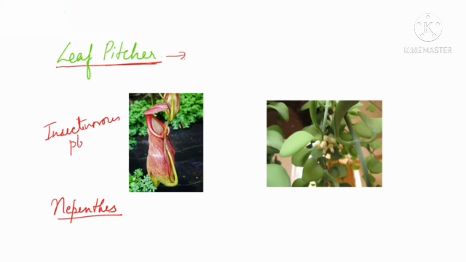The first one is pitcher plant or Nepenthes. The leaf lamina or leaf blade becomes modified into a pitcher to capture insects. When an insect sits on that lamina, it gets trapped. And next is what?